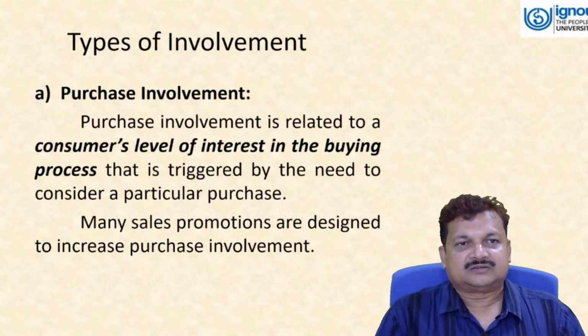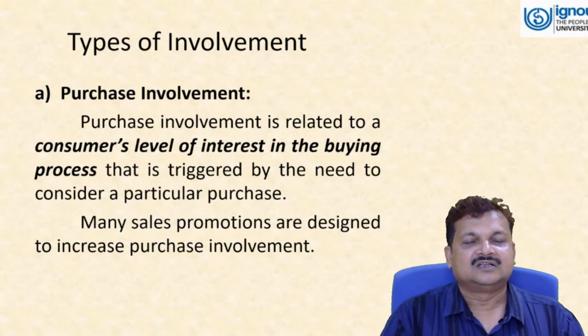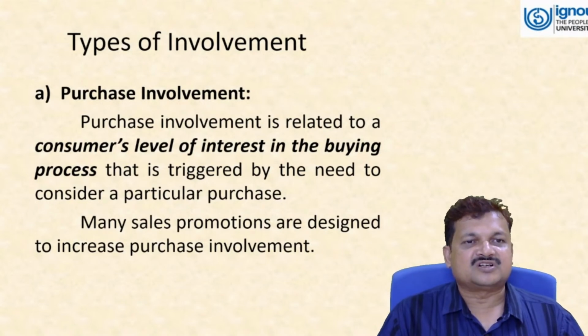Now, types of involvement. So what kinds of involvement are there? Purchase involvement is related to the consumer's level of interest in the buying process. So sometimes when you are in the buying process, you try to see the product. Very often people say that they have gone for a shopping experience. Shopping experience means mostly going through the dresses, selecting too many dresses, and out of that selecting which one is better, and doing this is the complete buying process.